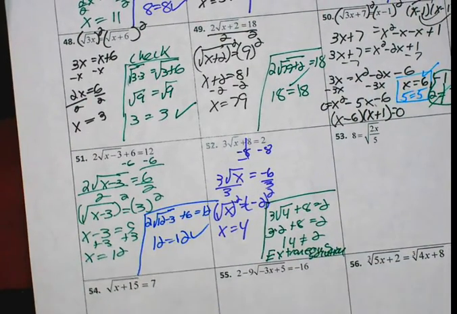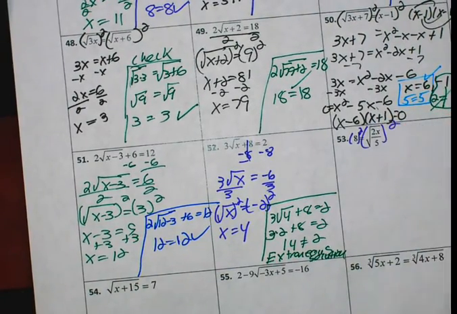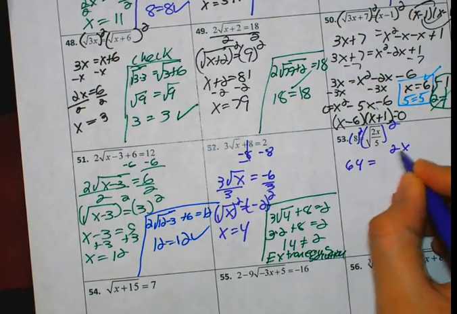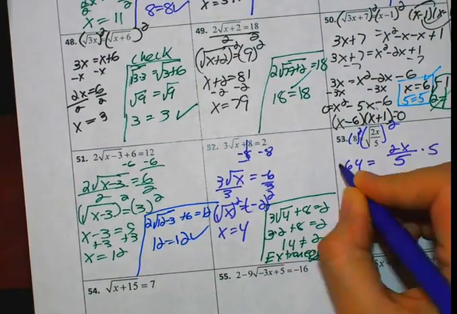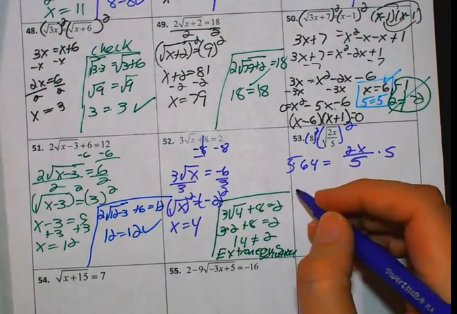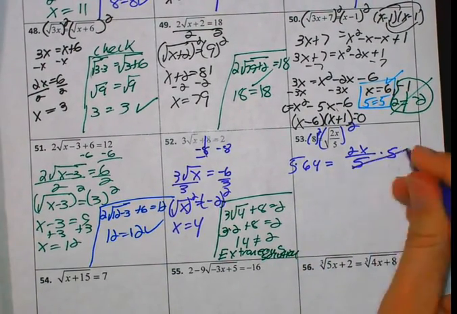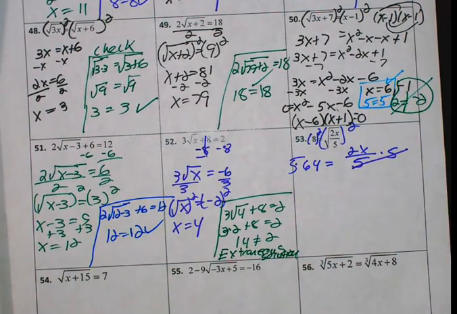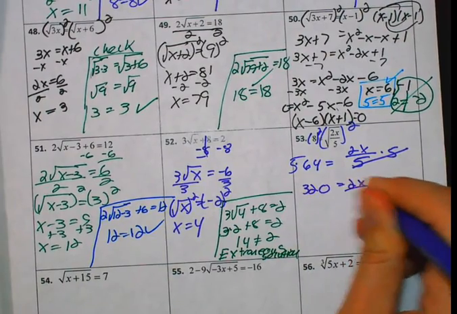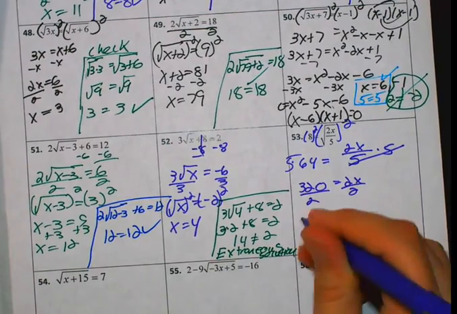Okay, moving on. This one's already isolated. I'm going to go ahead and square both sides. It's going to give me 64 equals 2x over 5. Times 5 on both sides is going to get rid of this. 5 times 64 is 320 equals 2x, divided by 2 on both sides. So x equals 160.